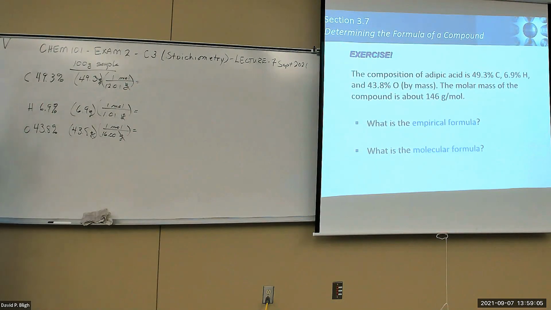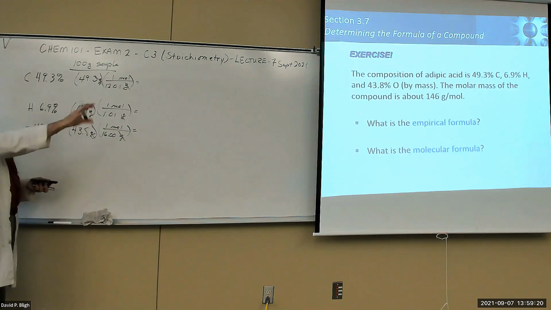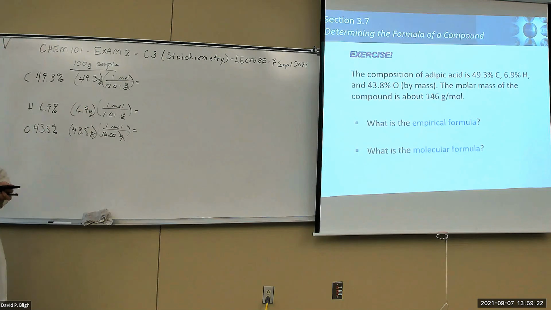So we're going to have to do this calculation before we can follow along and finish up, because we're looking for whole number ratios. And I guarantee none of those are going to be whole numbers. So we need to do this calculation first. We can't string it together like some conversion factor.